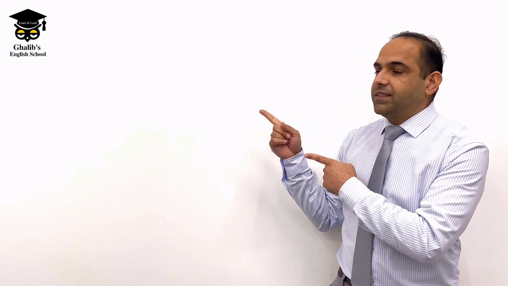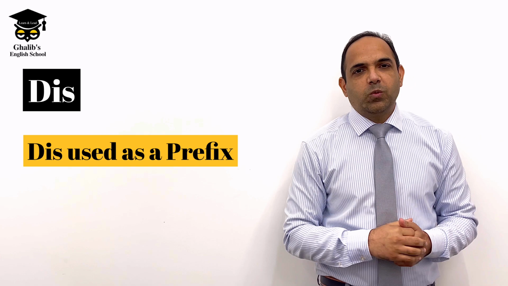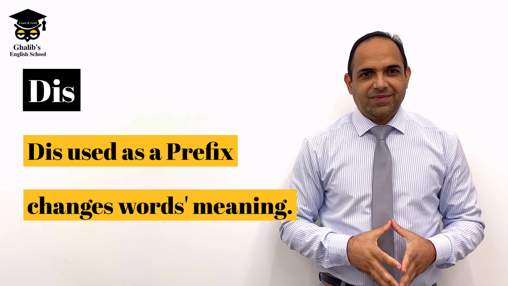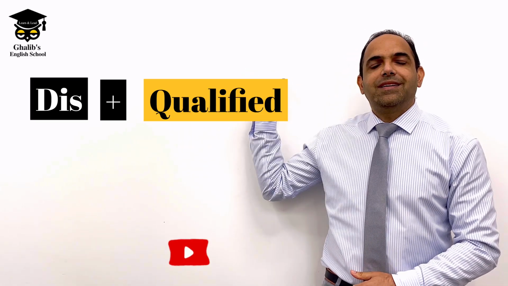The next one is dis. I'm going to use dis at the beginning of certain words to change their meanings. So let's begin with the first one. Qualified. I'm going to add this prefix to qualify to change its meaning. Disqualified. So dis plus qualified becomes disqualified.